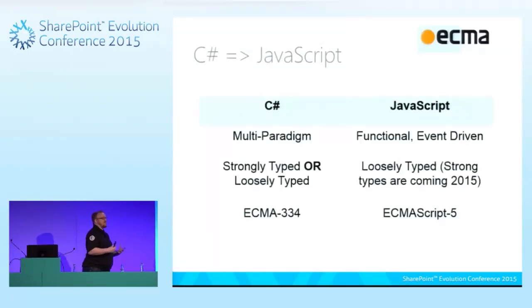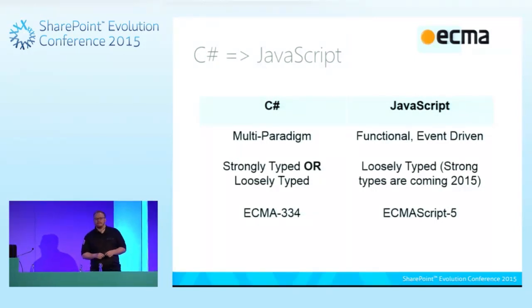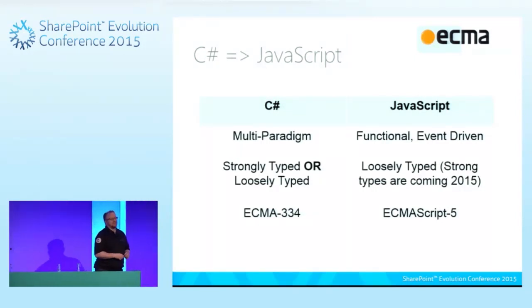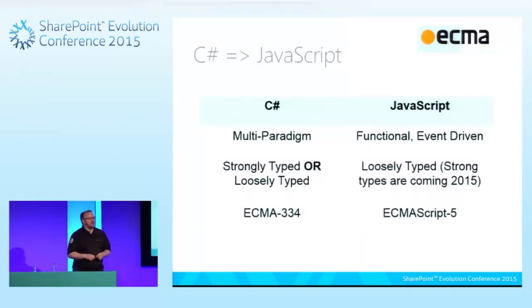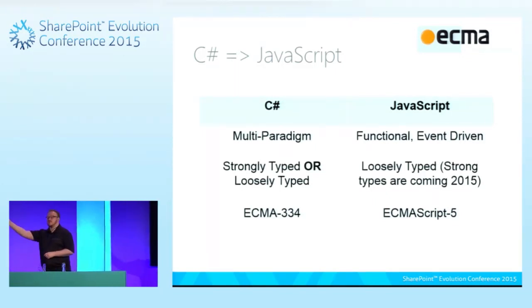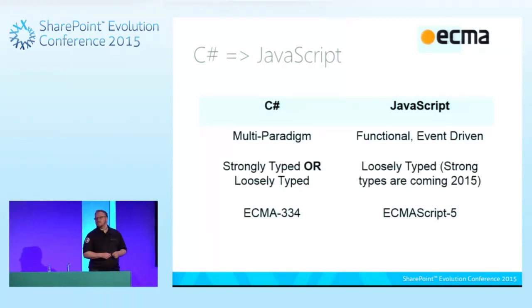But exactly what are the differences between C# and JavaScript at the moment? We call C# a multi-paradigm programming language. That means it pretty much covers everything that we do in software development. You can write it as a functional programming language. You can write it as an object-oriented programming language. It doesn't matter. You can write it loosely typed. You don't have to have strongly typed variables in C#.